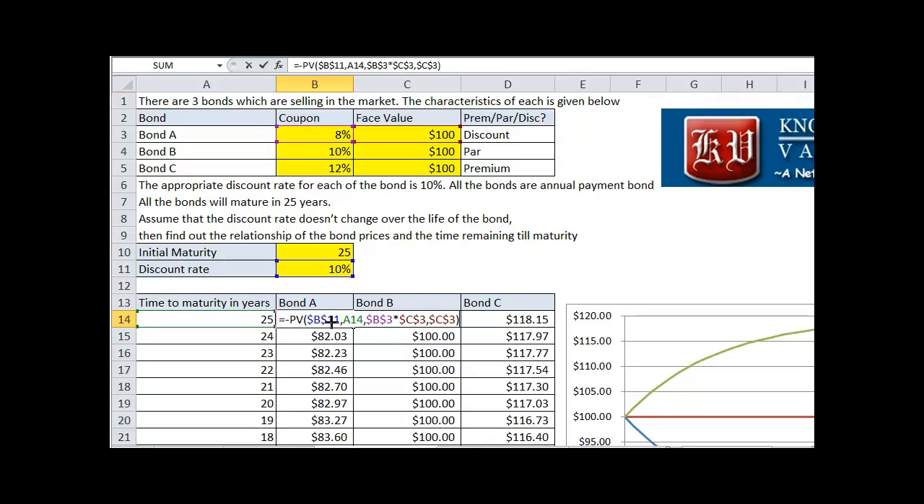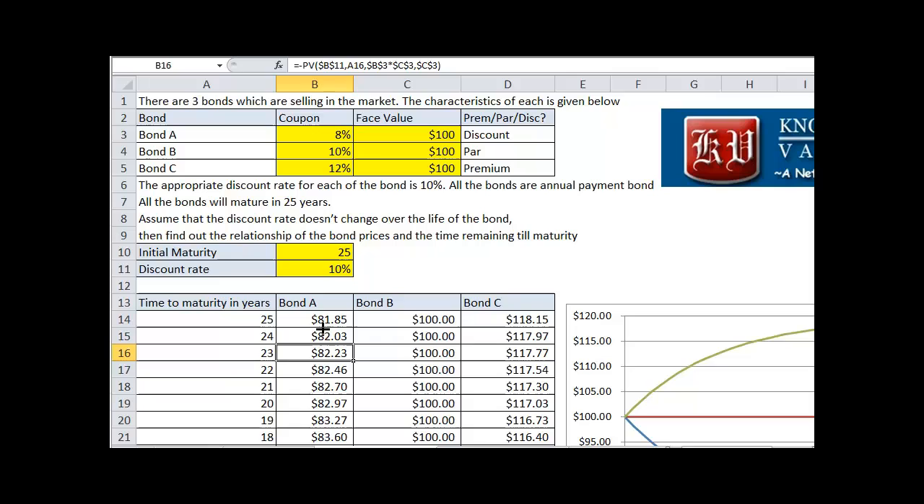So how do you find out the price of the bond? We'll employ the Excel function to compute in one shot. So we are computing the present value using the Excel function, and you have got 81. Please note that one of the assumptions is that the bond is an annual payment bond, but the same logic will be used even if it's a semi-annual bond. So the time to maturity is 25, and we are changing it over here.